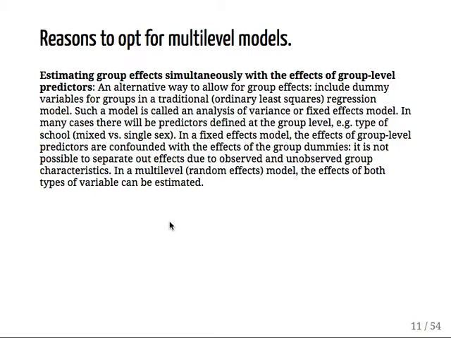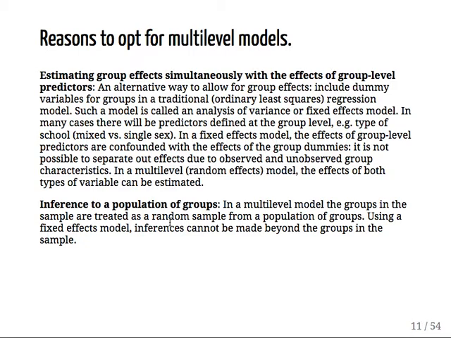So often we also want to be able to estimate the group effects together with group level predictors. That would not be possible if we were to do that in just a traditional regression, because we have to separate out the levels. So in a multi-level model, we can have effects on both types of variables, on both things which are at the group level and things which are at the individual level.